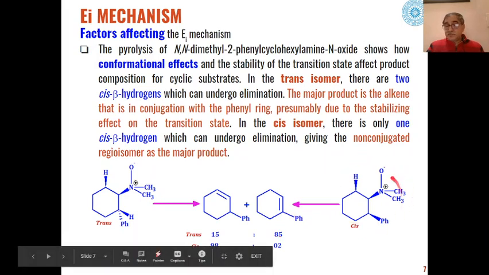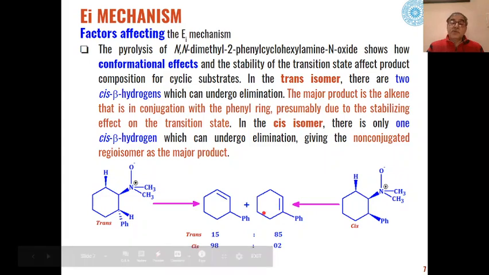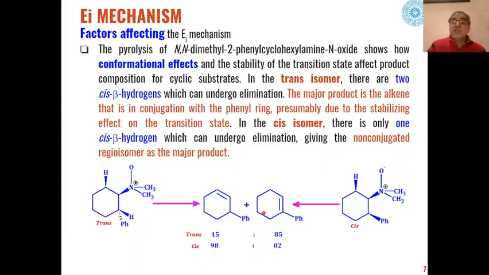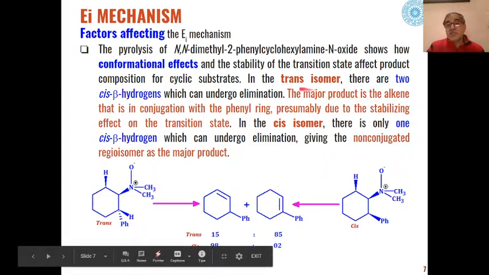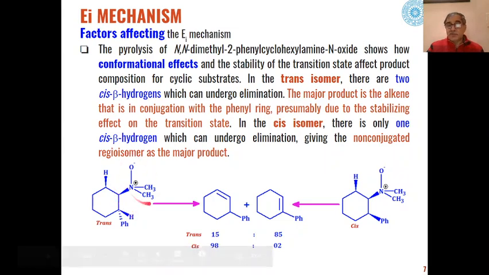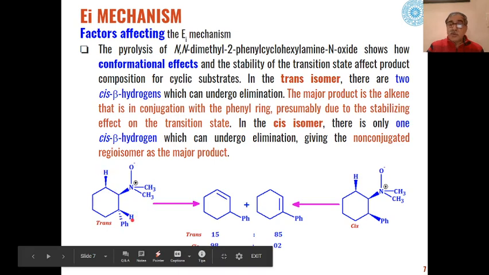Similarly, the cis isomer of the same substrate, when it undergoes this elimination, gives 98% of this product and only 2% of this product. Basically, the reason is that in the case of the trans isomer, there are two hydrogens which are beta to this other leaving group, which can undergo elimination.